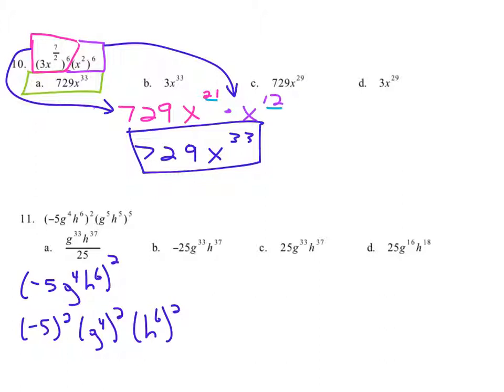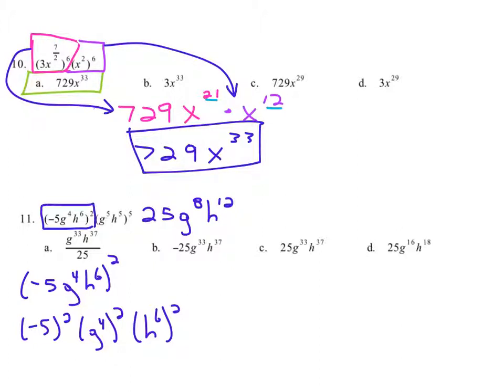So what is negative 5 times negative 5? It is 25. That's this piece. We're doing all this right here. Okay, that's 25. What is g to the 4th raised to the 2nd? That is g to the 8th. Remember, power of a power, we multiply. And what is h to the 6th raised to the 2nd? That is h to the 12th. Okay, so that's that piece of it.